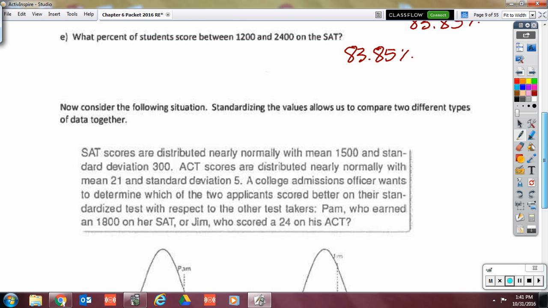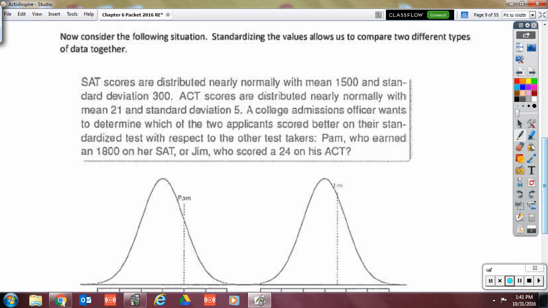Now moving on. So here we go. Now let's talk about this situation. How many of you have taken the SAT and the ACT? Anybody take both? Okay. If you take both of those, then we have 2 different grade scales, right? One of them is based off a totally different number scale than the other. So let's take a look at this.